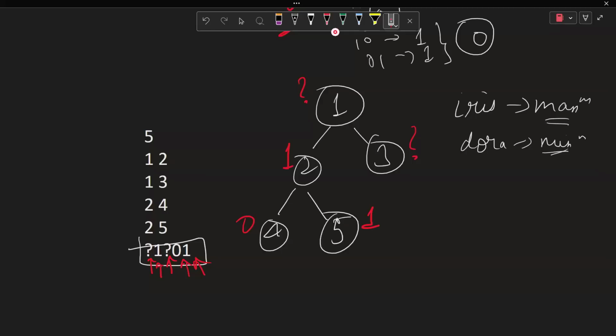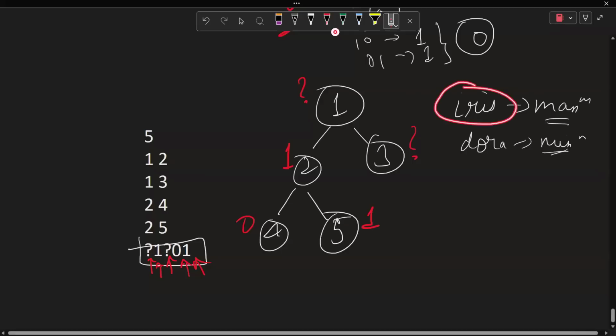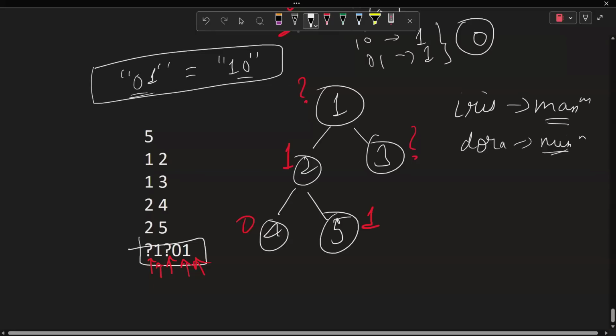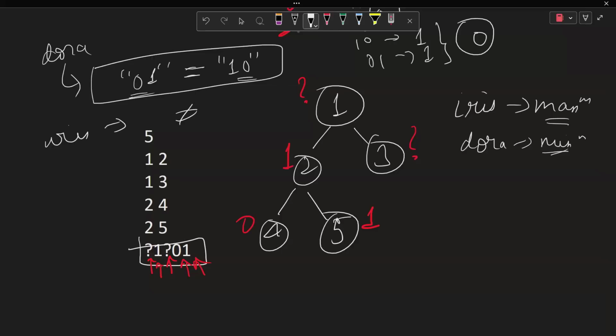So Iris would try to maximize the score. It means Iris would try to make the leaf have non-zero weight, and Dora would try to make the leaf have zero weight. Zero weight means the number of occurrences of 0, 1 is equal to the number of occurrences of 1, 0. If the number of occurrences of this and this are equal, then it would have a zero weight. So Dora would try to make them equal, and Iris would try to make them unequal. That's what both of them would try to do. So the number of leaves that would be unequal, the count of that would be your final answer.